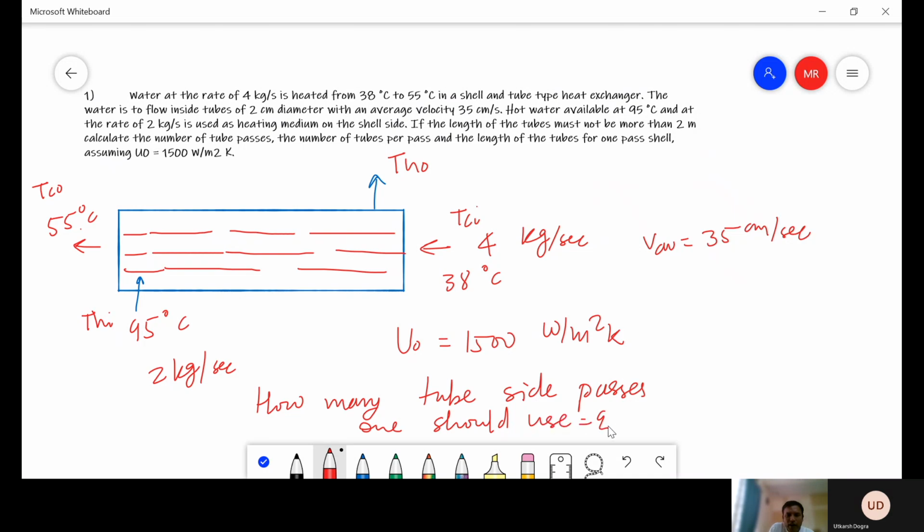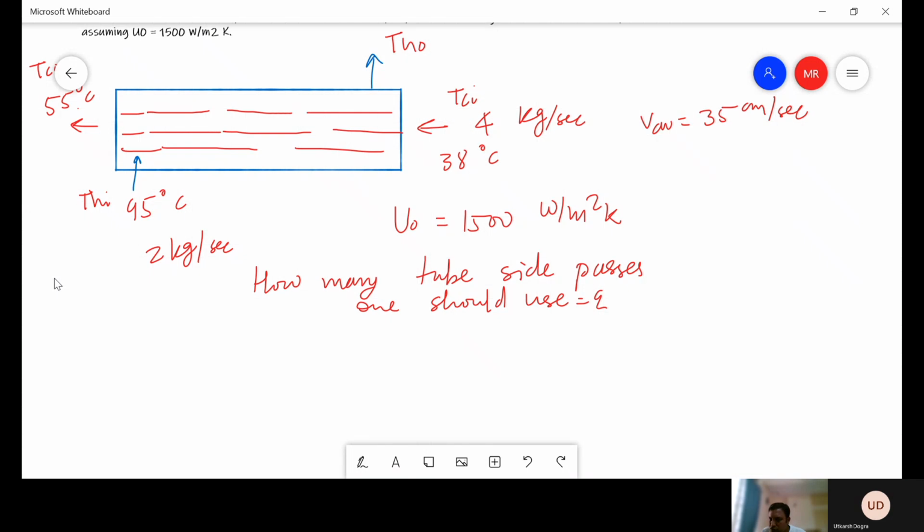That is what the question is. It's a very important question: how many tube side passes should one use? And also what we have to find out is, why is this question important?